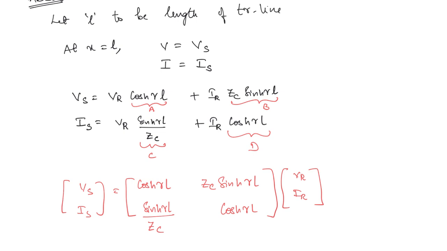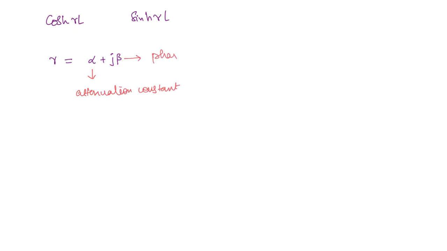So in the long lines we have the hyperbolic functions cosh gamma L and sinh gamma L. Okay, if we take this propagation constant to have a real and imaginary part, so if we take that to be alpha plus j beta, then alpha is called the attenuation constant and beta is called the phase constant.